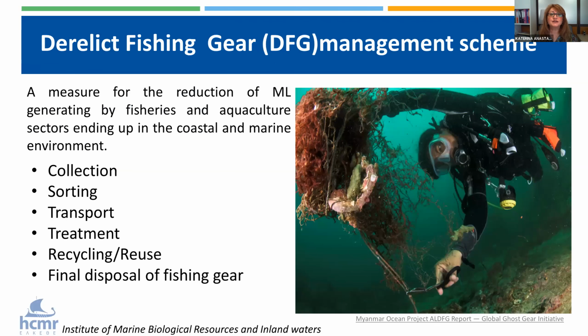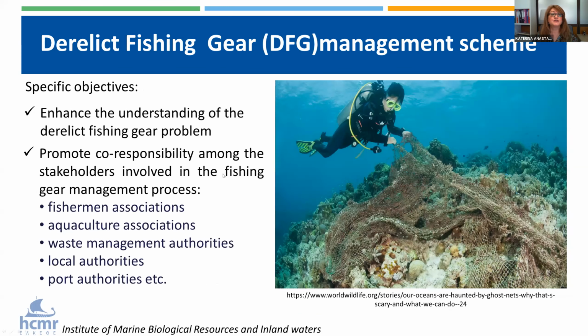Let's see now what is a derelict fishing gear management scheme. It's a measure for the reduction of marine litter generated by fisheries and aquaculture sectors ending up in the coastal and marine environment. The scheme includes collection, sorting, transport, treatment, recycling, reuse, and the final disposal of fishing litter. However, except for this main aim, this scheme also has some specific objectives, which are to enhance the understanding of the derelict fishing gear problem.